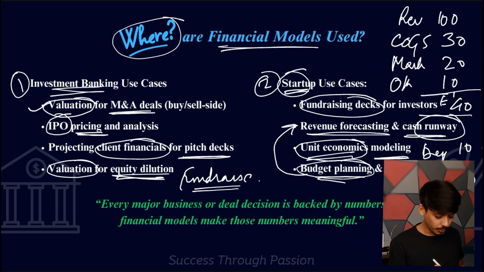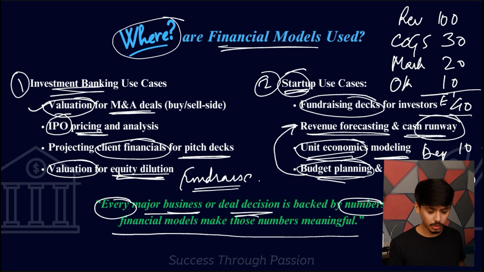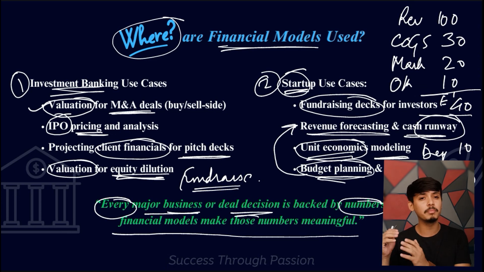So as we mentioned over here, every major business or deal decision is backed by numbers, and financial models make those numbers meaningful. So you cannot directly go to any particular investor and tell them that we are going to do 100 crores of profit next year. They are going to need every detail of how that 100 crores of profit is coming into the company, and what are the assumptions and predictions that you have made to create the entire financial model.